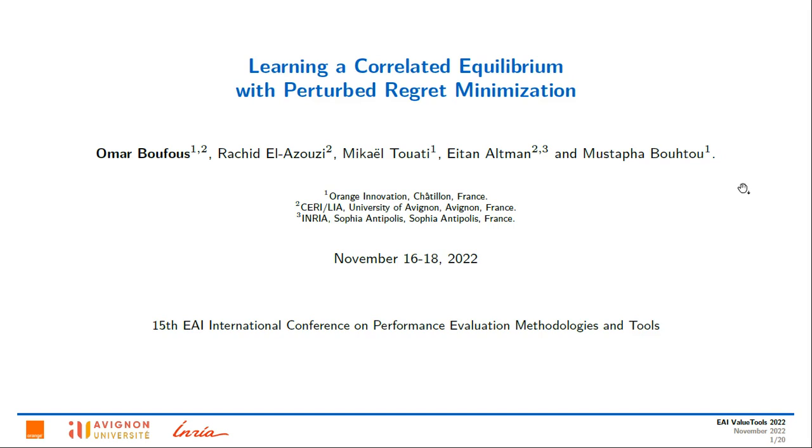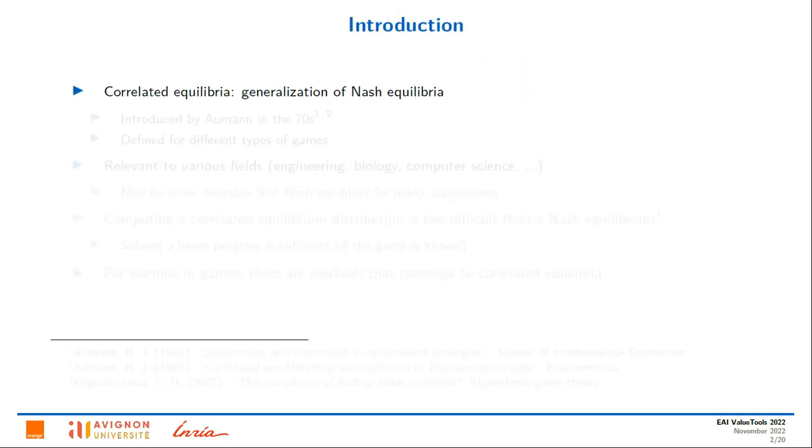And from the title, you understand that we're going to be discussing correlated equilibria, which are a generalization of Nash equilibria that were defined in the 70s by Aumann. In our case, we're going to be looking at correlated equilibria in finite strategy games, even if the same solution concept exists also for extensive games and even infinite games. In this work, we're going to be focusing on finite non-cooperative games.